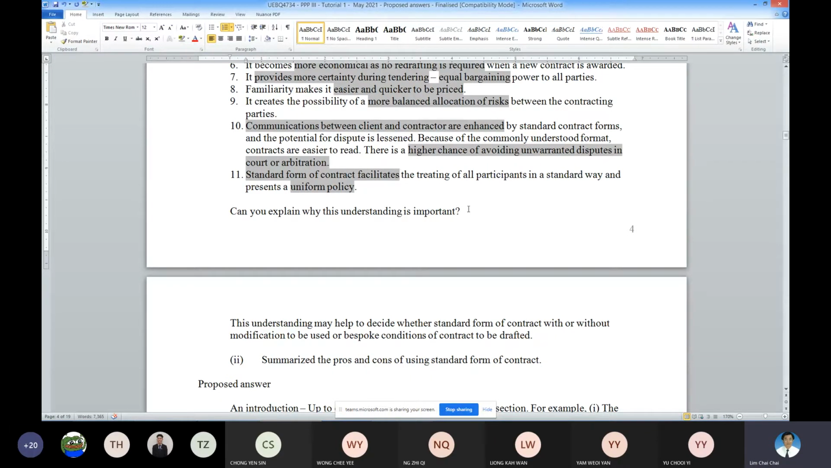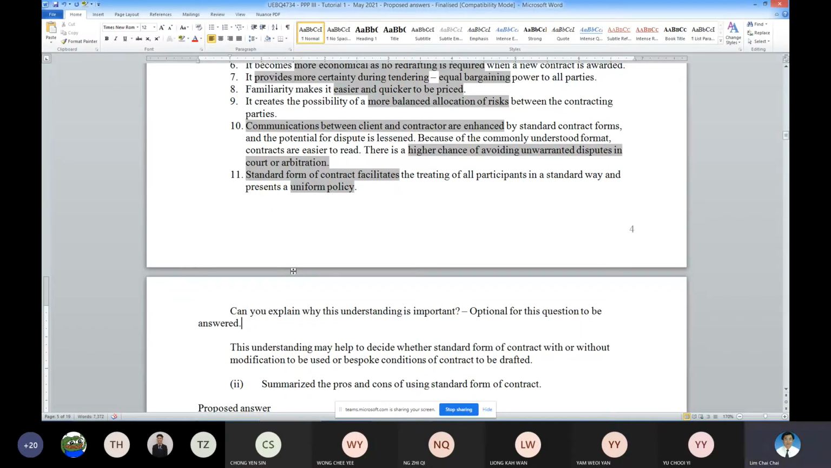So this is optional. Okay, this one is optional. I just put it forward only. It is optional for this question to be answered. Okay, so just think about it.